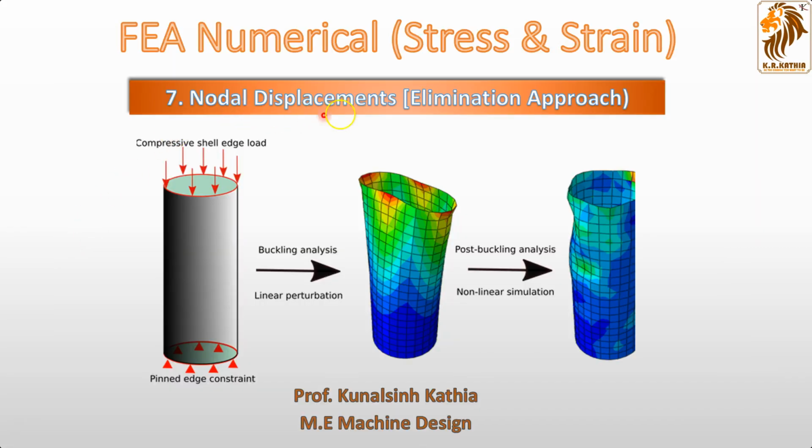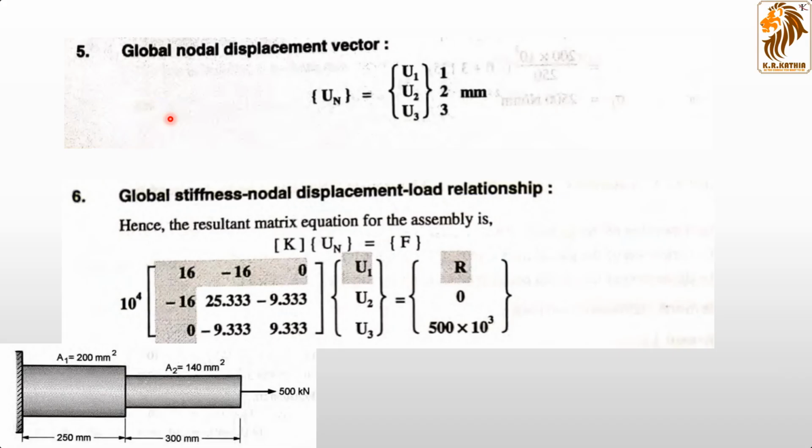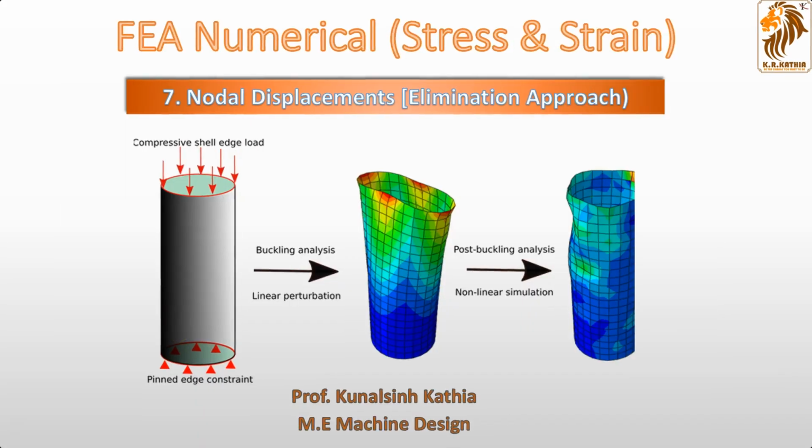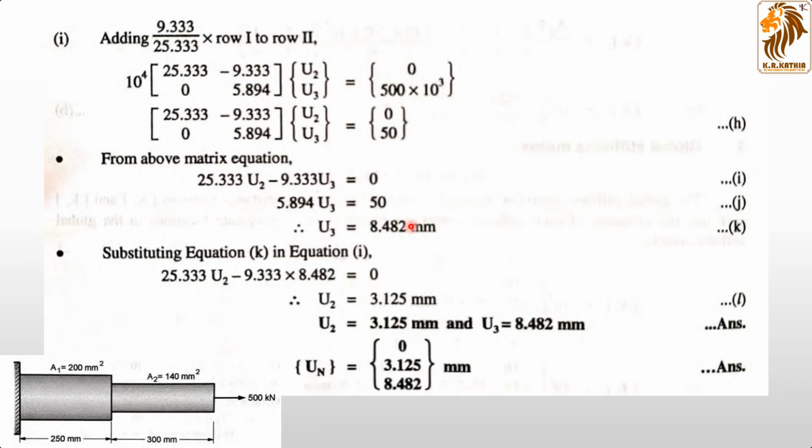The seventh step was nodal displacement. Previously we had U1, U2 and U3 to find, and we used the elimination approach to solve this numerical. For the elimination approach, we cancelled out the top row and first column here, and ultimately we got this matrix. By solving this matrix using the elimination approach, we got the values of U3 and U2. In the global nodal displacement matrix, we replace these values with U3 and U2, and we get this kind of matrix.